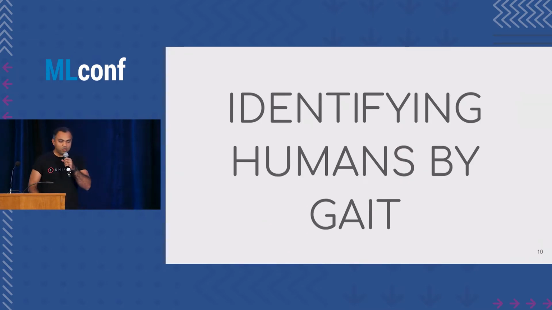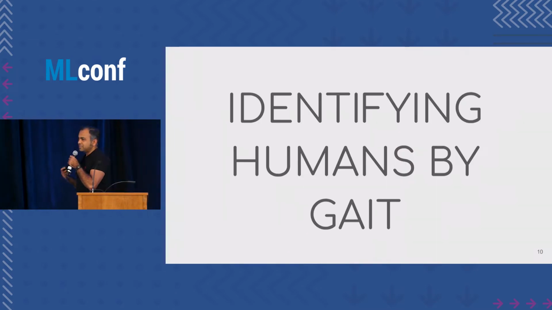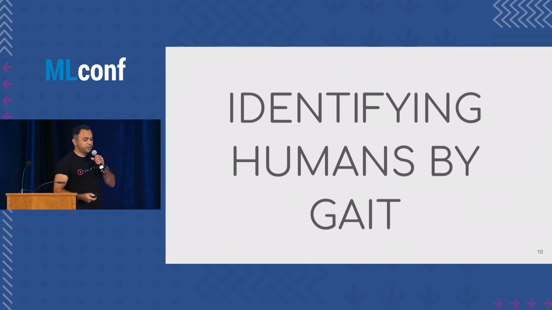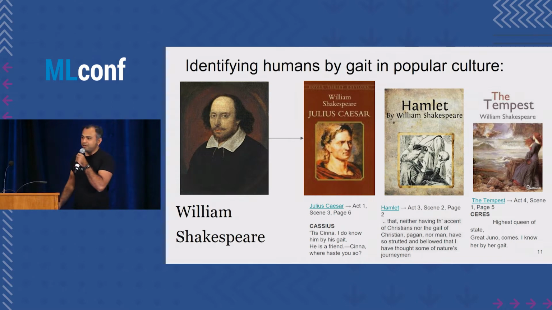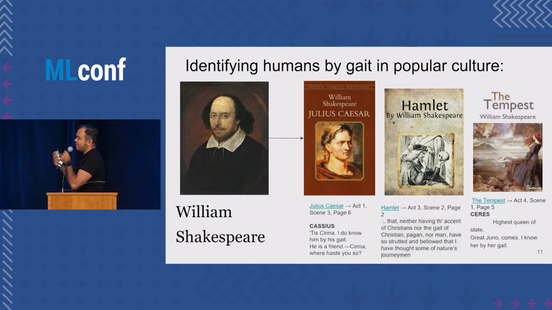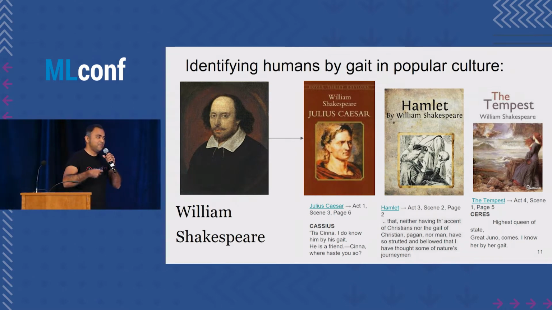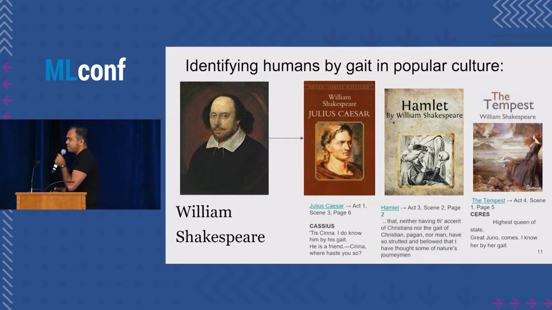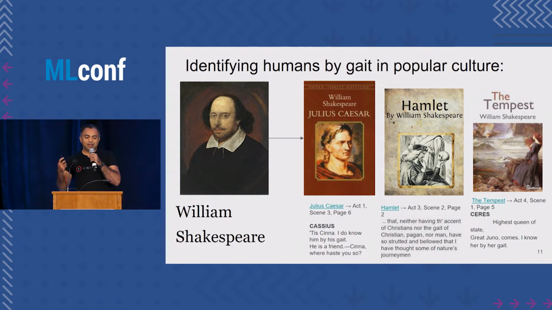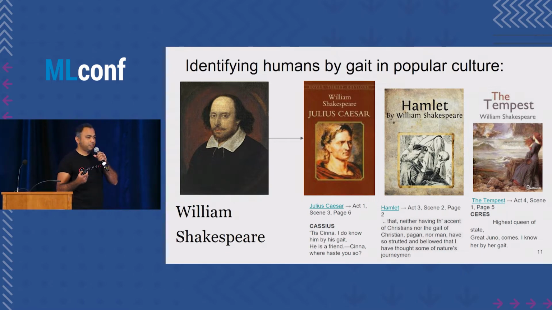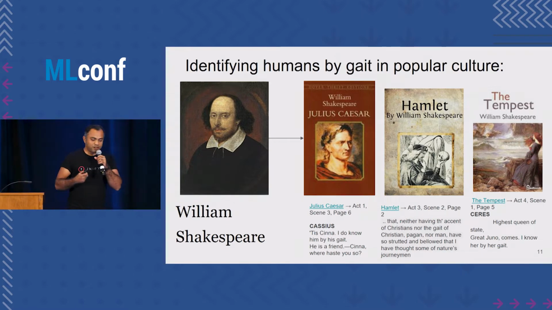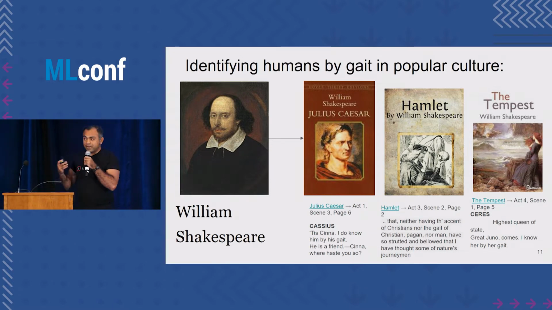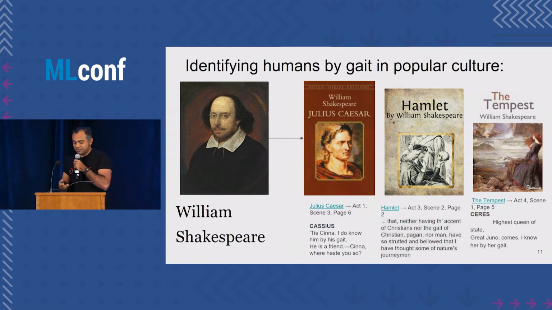So identifying humans by gait might seem like a sci-fi kind of deal, but it does have a pretty interesting and checkered history. I don't know how many of you are fans of Shakespeare, but a recurring theme in many of his books, right from Julius Caesar to Hamlet to The Tempest, is that he has characters identifying each other by the uniqueness of their footsteps. In fact, the word gait appears a lot of times in his books.